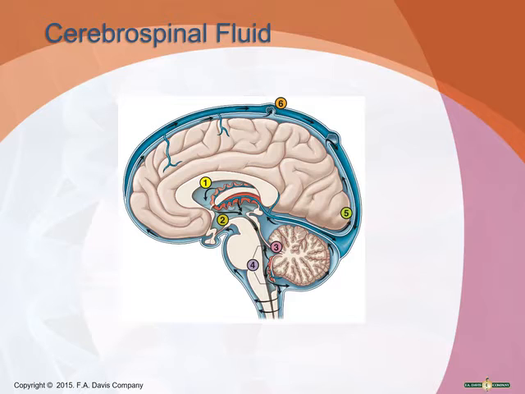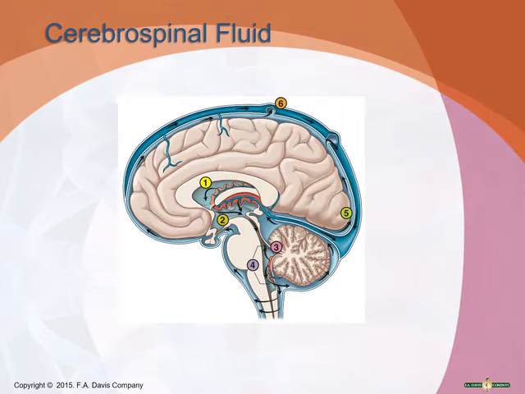there. Some of it flows through 2 tiny openings, foramina, and from there the CSF flows through the subarachnoid space, up the back of the brain, down around the spinal cord, and up the front of the brain. It's then reabsorbed into the venous bloodstream by projections of the arachnoid matter into the dural sinuses.